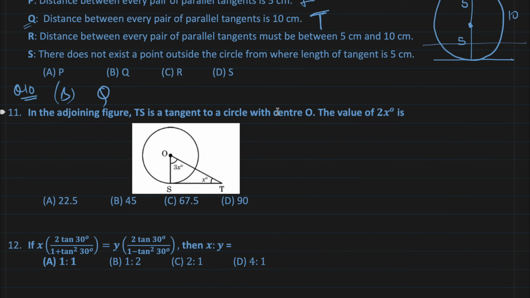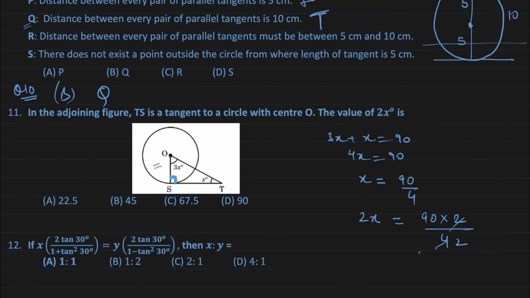In this adjoining figure, TS is a tangent to a circle with center O, and the value of 2x we have to find out. Okay, so here you know tangent is perpendicular to radius, so this is 90. Now in this triangle SOT, one angle is 90, the other 2 angles add up to also 90. So 4x is 90. So what about x? 90 by 4, and we have to calculate 2x, right? So 2x will be 90 into 2 by 4. So that comes out to be 45 degrees, right, students?